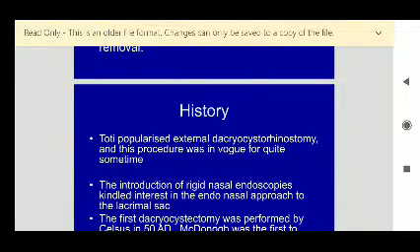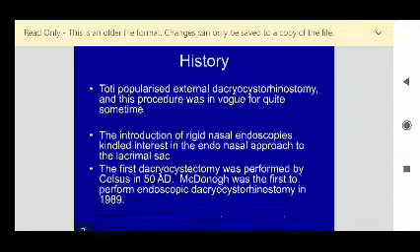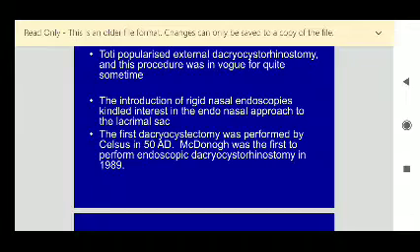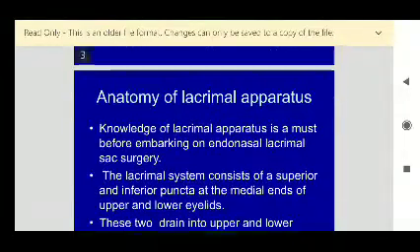This depopularized the external dacryocystorhinostomy, and this procedure was in vogue for quite some time. The introduction of rigid nasal endoscopy kindled interest in the endonasal approach to the lacrimal sac. The first dacryocystectomy was performed by Celsus in 50 AD. McDonough was the first to perform endonasal dacryocystorhinostomy in 1989.